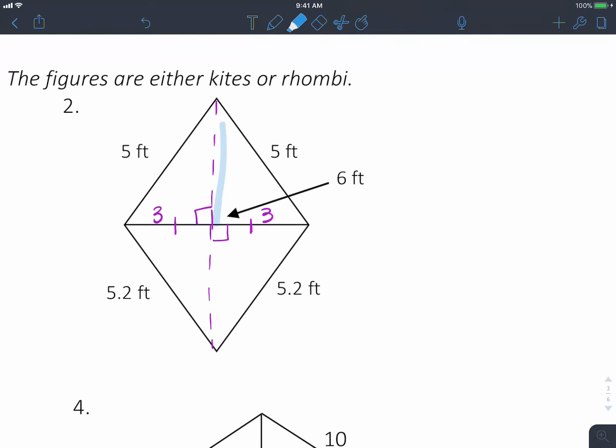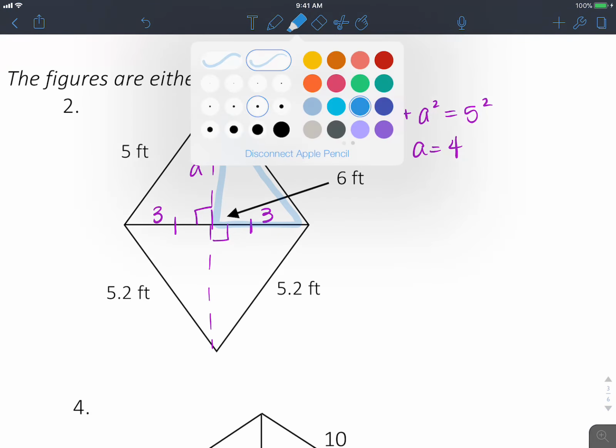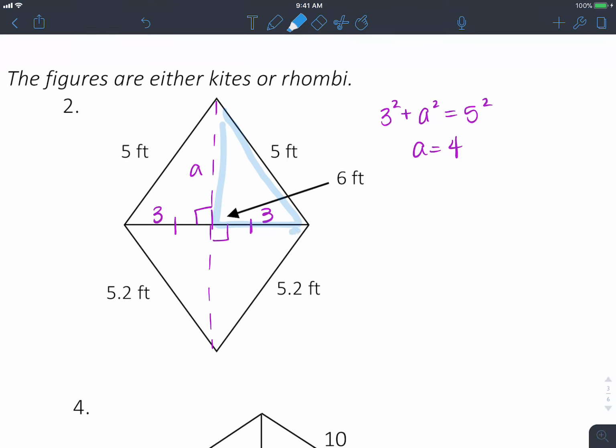So I'm going to do this top triangle first. We have 3 squared plus a squared equals 5 squared. When you solve for a, you get 4. Then we have this second triangle here, and I'll call this part b. So we get 3 squared plus b squared equals 5.2 squared. Solve for b and you get 4.25. So a is 4 and b is 4.25.